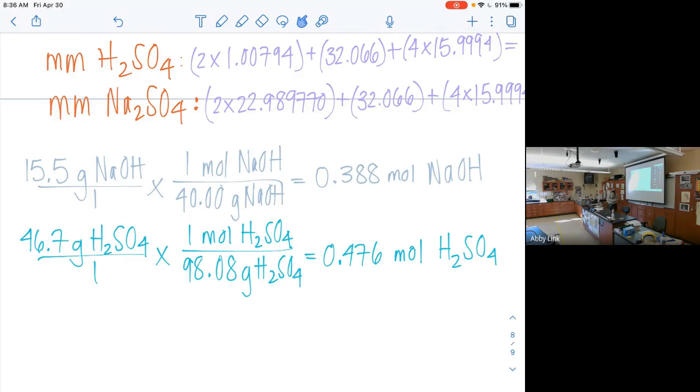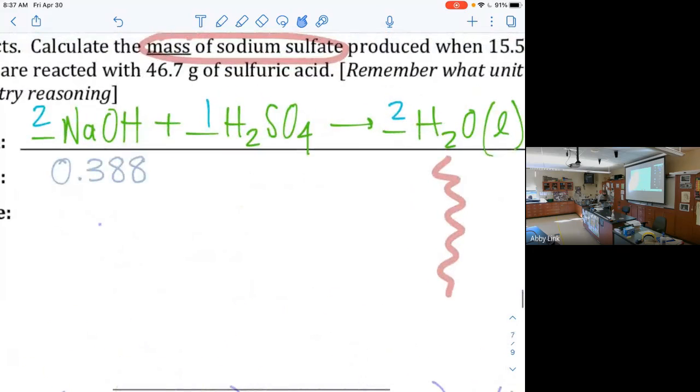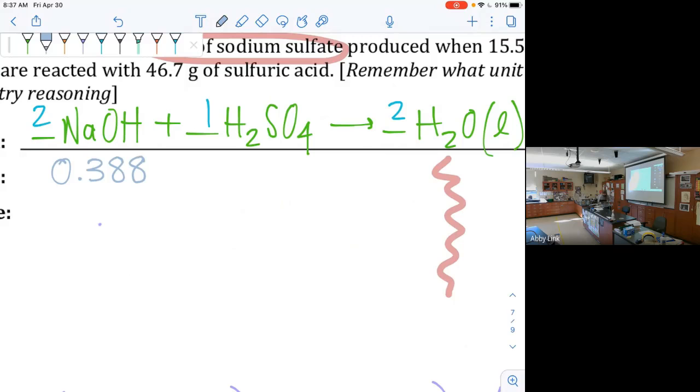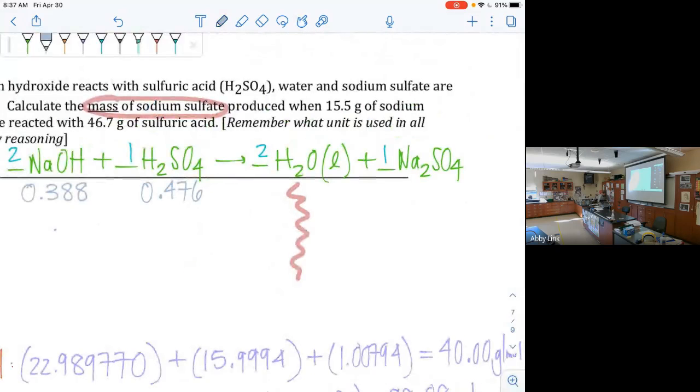All right, any questions so far? So far, we really haven't done anything new in stoichiometry, right? We've just calculated molar masses, and then we've just converted from grams to mole. Okay, nothing too crazy new. All right, so let's put that value into our table up here, 0.476. All right, we can put our 0 in for Na2SO4 as well while we're up there. I always forget to do that.